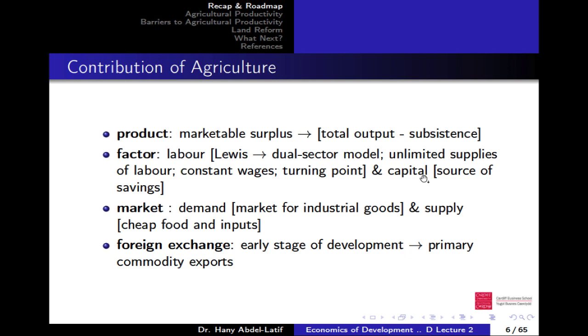In addition to this, it provides markets. There are 2 sides here: the demand side, as a market for industrial goods, and also the supply side, where it provides cheap food and inputs. Cheap food and inputs, the idea of pricing, we'll come back to this in a second. The 4th contribution is foreign exchange, where at an early stage of development, the agriculture sector could be one important source of foreign exchange through primary commodity exports.